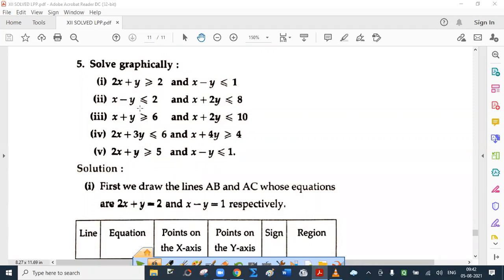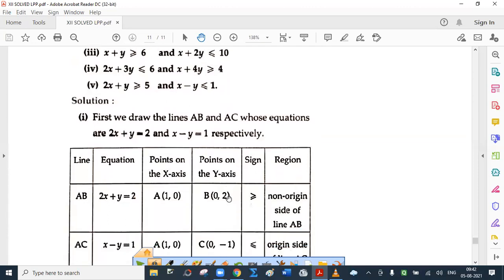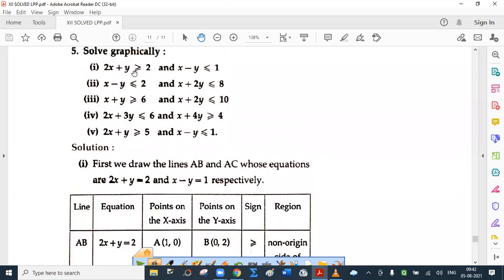First one: 2x plus y greater than or equal to 2 and x minus y less than or equal to 1. To begin with, first we draw the lines AB and AC whose equations are 2x plus y equal to 2 and x minus y equal to 1 respectively. In fact, I would not have written AB and AC, because just by observing these equations, how can we conclude that one point is common, right? And that is why, see, 2x plus y greater than or equal to 2 and x minus y less than or equal to 1.